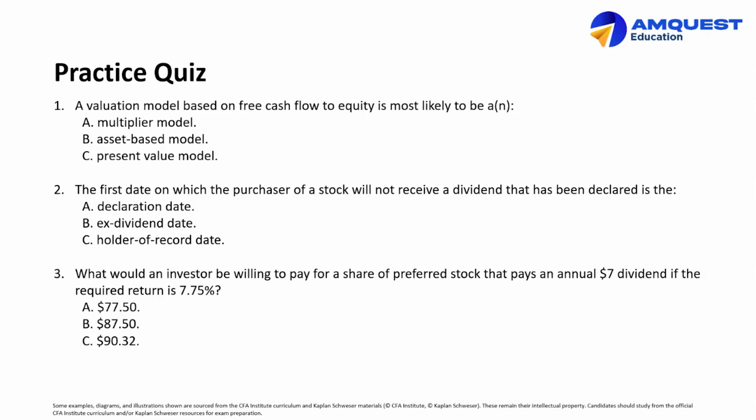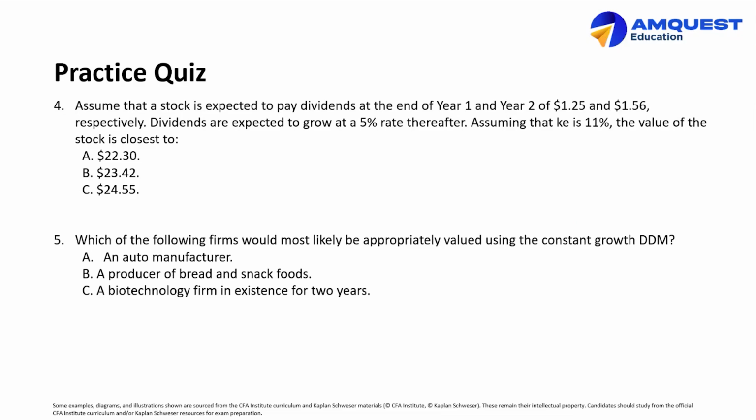Can you solve question number 3? Yes, sir, I'll try. Option 3. Option 3 correct. So it is 7 divided by 0.0775. Try question number 4. I'm not able to solve this. So would you please solve this one?